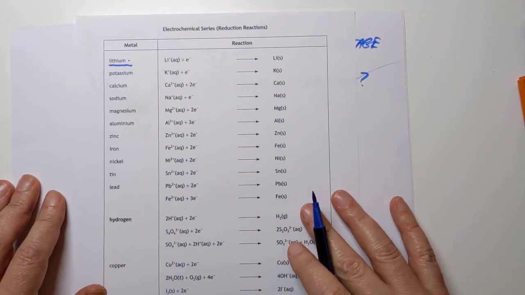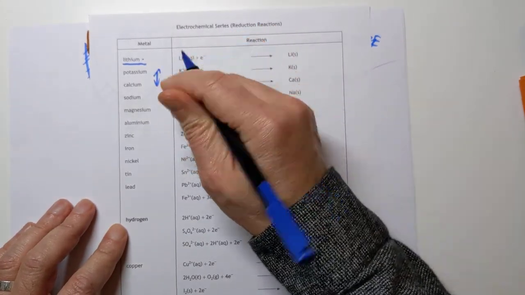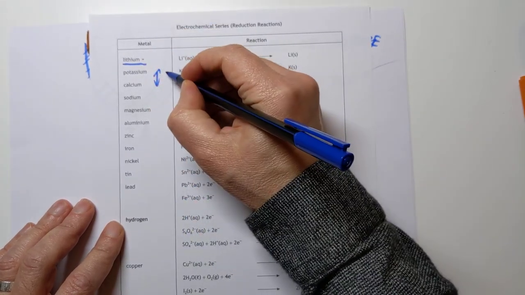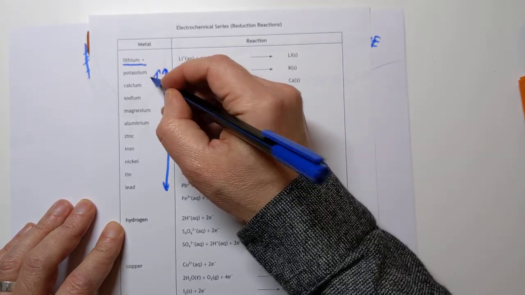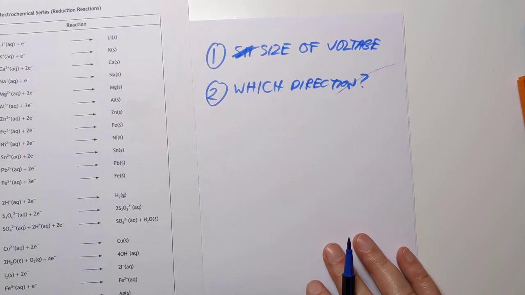So that is the answer to number one, the distance between the two metals. The larger the distance, the larger the voltage. The smaller the distance, the smaller the voltage. So that would be a much better battery than that. Which takes us to the second question. Which direction do electrons flow?